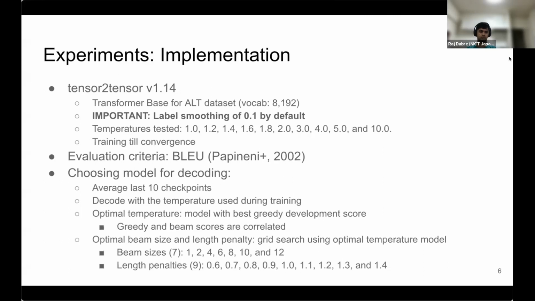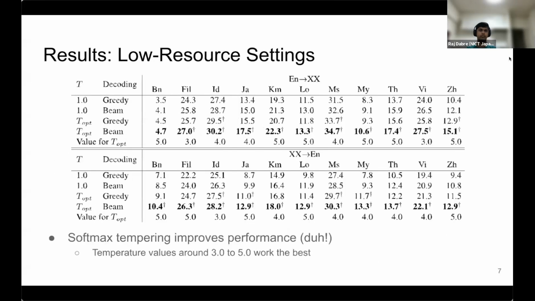Once the optimal temperature model has been determined, we then do a grid search over the beam sizes and length penalties in order to identify the best configuration for beam search. Now let's go over the results for low resource settings.